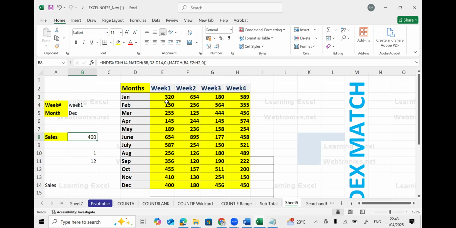ये तो बहुत छोटा डेटा है, जितना मर्जी बड़ा डेटा हो. Index and match can help you to search vertically and horizontally. This is why it's known as two-dimensional searching. Okay, it's a very, very important, good function. I hope it's clear, all of you. Yes, sir. Yes, ठीक है.